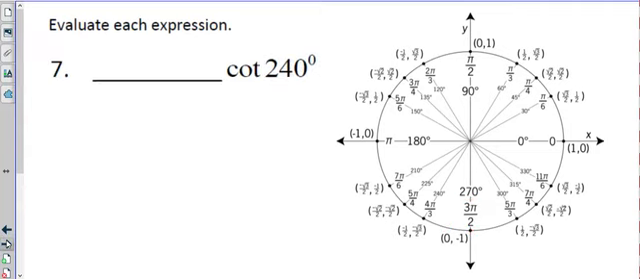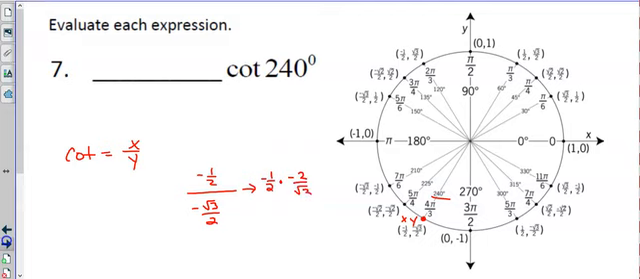Number 7, this one's a little bit more work. Cotangent. So remember, cotangent is x over y. First we have to find 240. There's our x, there's our y. So we have negative 1/2 divided by negative square root of 3 over 2. Remember, dividing is the same as multiplying by the reciprocal. So negative 1/2 times negative 2 over the square root of 3. A couple things happen here. Negative times a negative is a positive, so those can go away. Now you have a 2 on top and a 2 on bottom. They can go away. And you're left with 1 over the square root of 3.